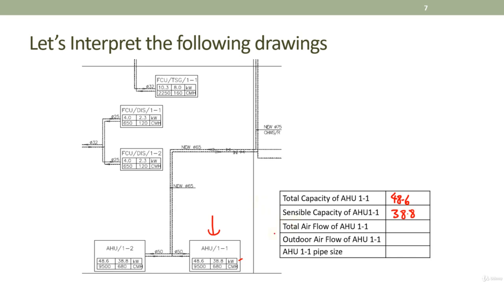Total airflow is of course the bigger number again. So this is 9,500 cmh. And the outdoor airflow is only 680, which is normal. Outdoor air usually is not as high. And finally, the AHU 1-1 pipe size. You can see that the pipe size is 50 mm. So this is the chilled water supply pipe size. The return pipe size will be the same size.